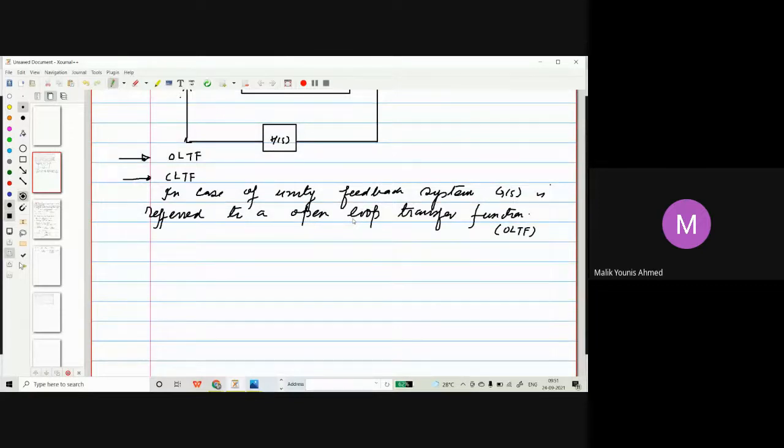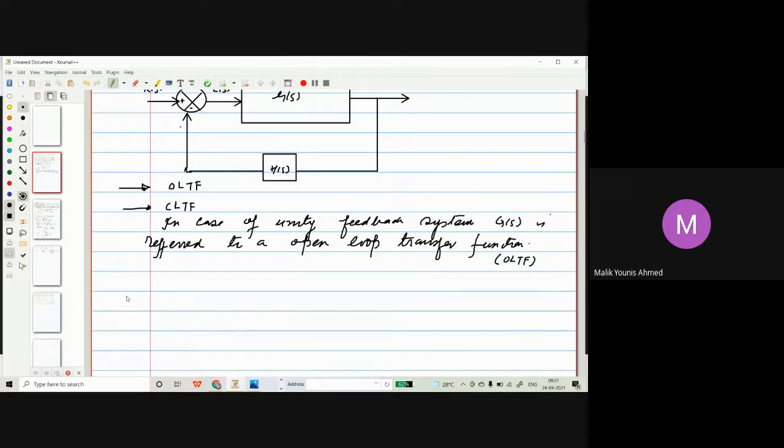So the question will arise, sir, how G(s) is open loop transfer function when it is connected to closed loop? So please have an explanation, the explanation is like this. See here, open loop transfer function is always G(s) into H(s). This is the meaning of open loop transfer function. Now, if it is a unity feedback, then H(s) will become 1.